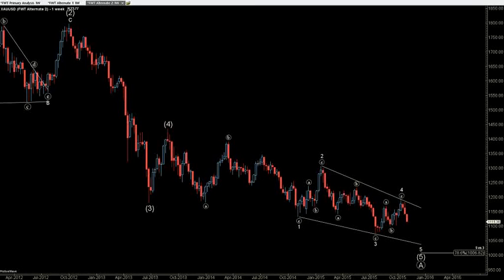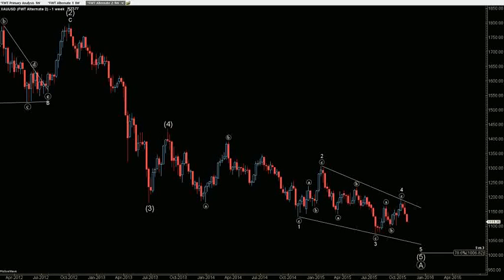Now, ending diagonal is a very specific pattern with very specific rules. And they are an alternate way of explaining some of this action in here that we said earlier looks like a 3-wave move in both directions. And in addition to a triangle, another place where we see that is within an ending diagonal. Very specifically, in an ending diagonal, the rules are you have 3-wave moves in every direction.